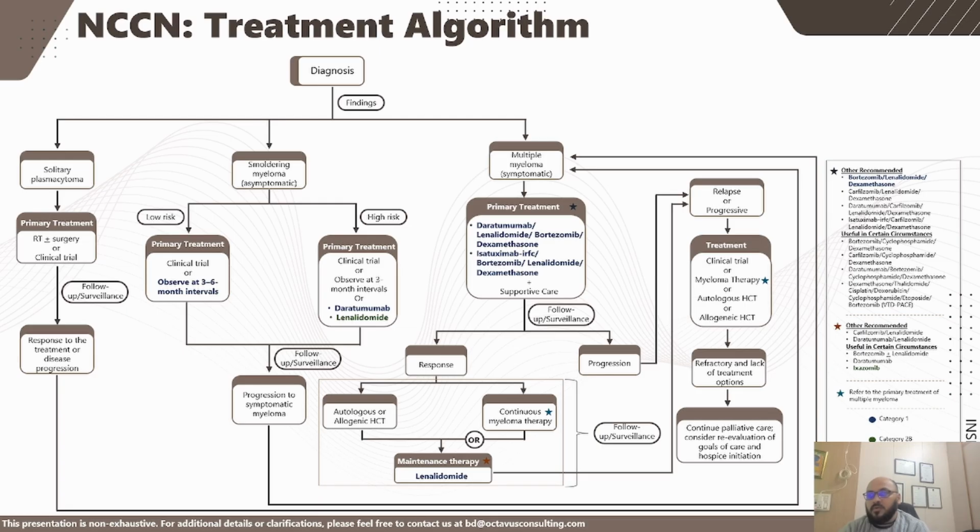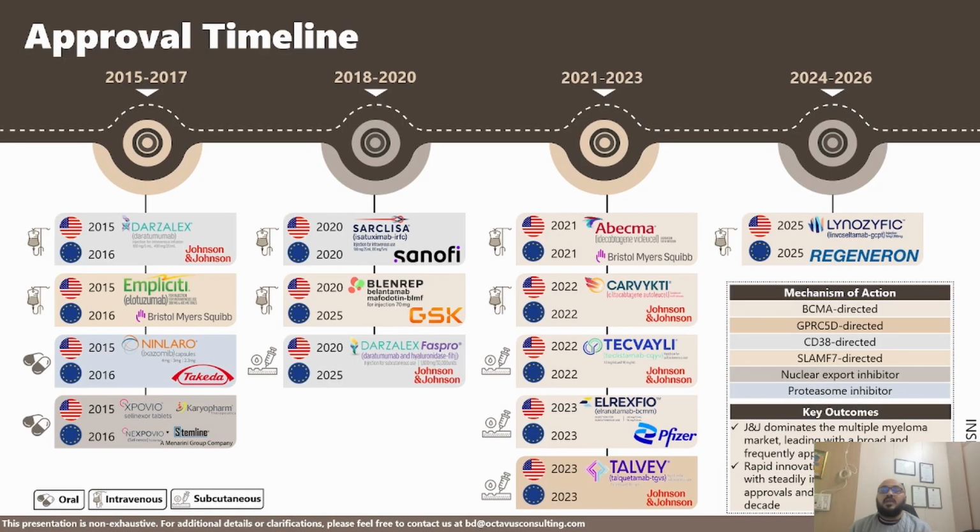So now, not just NCCN guidelines, we'll also talk about the approval timelines. You can see that the space has been busy across the timelines. If we talk about the 2015 to 2017 time, there were four molecules: daratumumab, which is Darzalex from J&J, right? Then BMS has Empliciti, then Ninlaro from Takeda, and Pomalyst, basically in Europe.